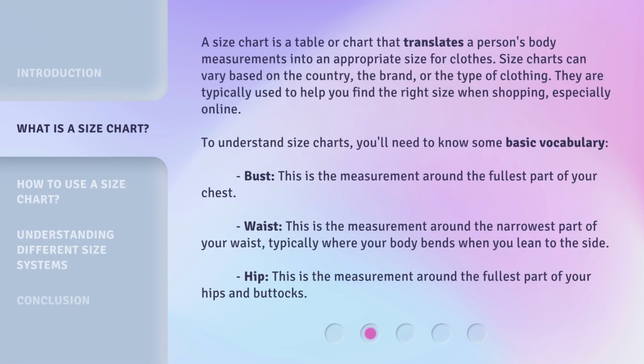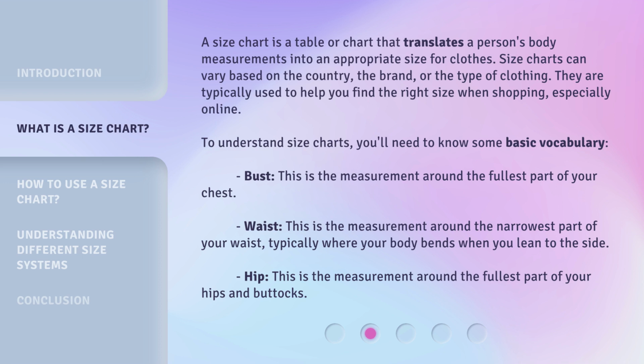A size chart is a table or chart that translates a person's body measurements into an appropriate size for clothes. Size charts can vary based on the country, the brand, or the type of clothing. They are typically used to help you find the right size when shopping, especially online. To understand size charts, you'll need to know some basic vocabulary.